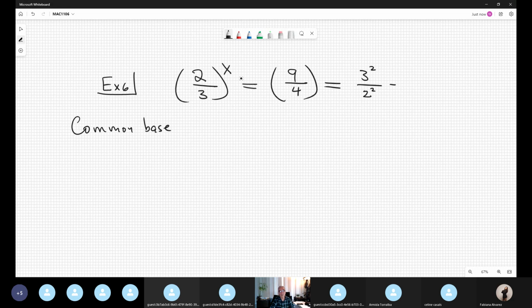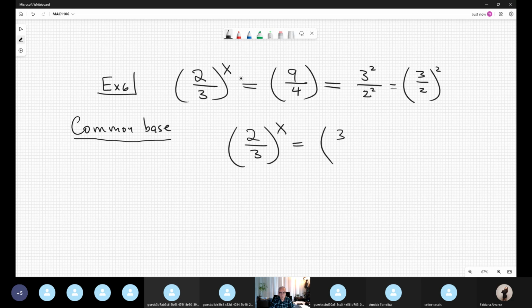Do you follow me? Now, this is square. If you want, you put here. Because what's my goal? My goal is to try to stay with one common base, no? But so far, I have (2/3) raised to the x equal (3/2) raised to the second power. So do we have the same base or no? Yes or no? It's the same base? No, of course no.